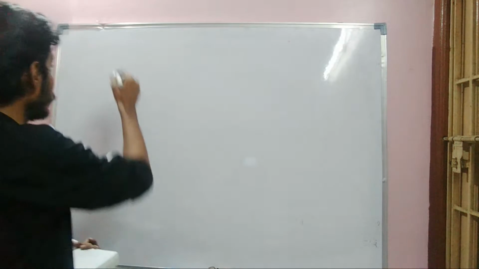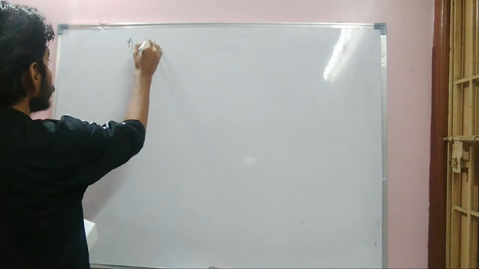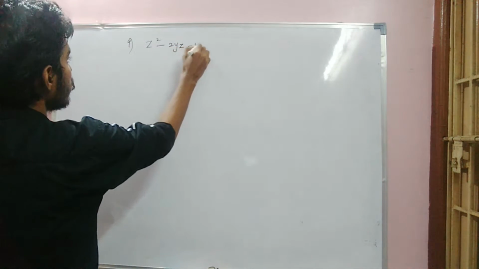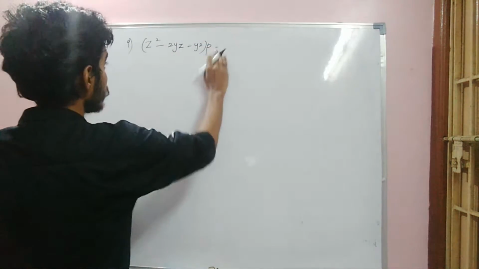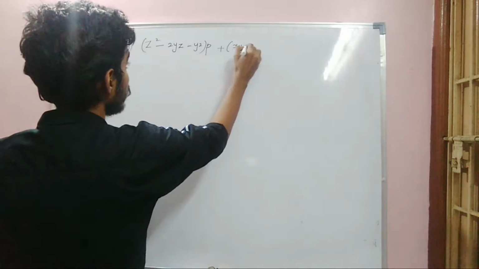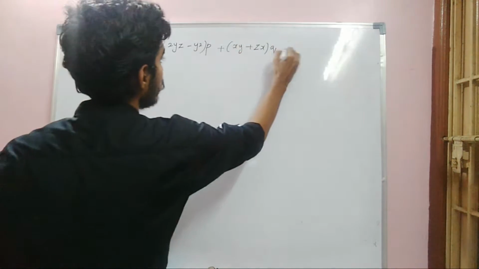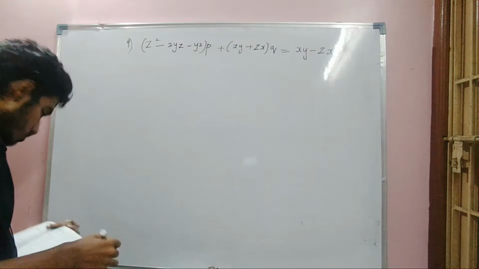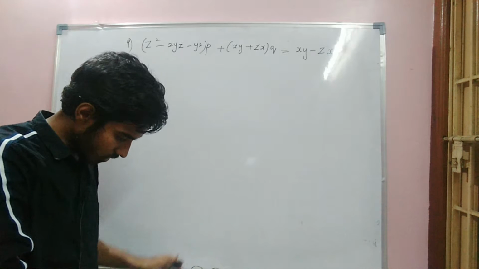So now you can do this 9th problem. Z square minus 2yz minus y square into p plus xy plus zx into q is equal to xy minus zx. You can just take 2 or 3 minutes, and you can also take 4 minutes. You can do this.